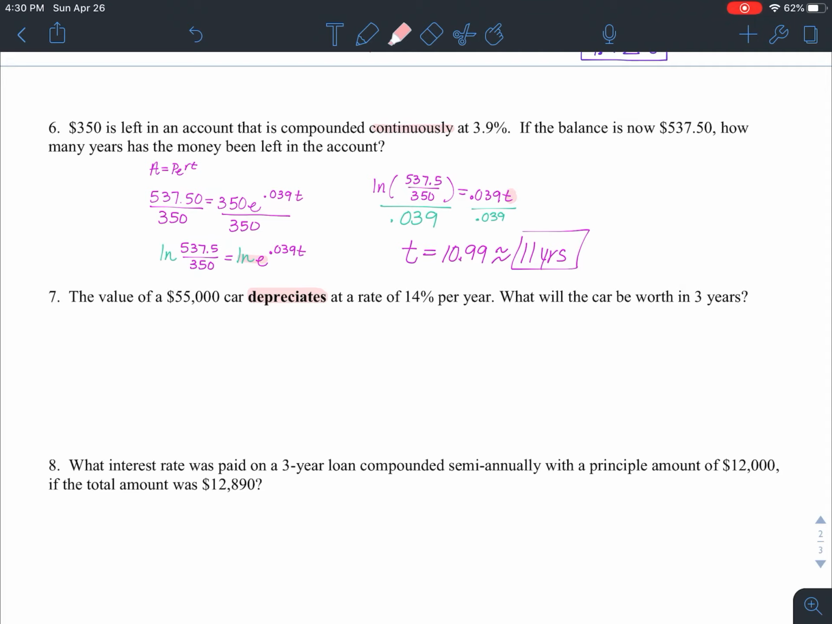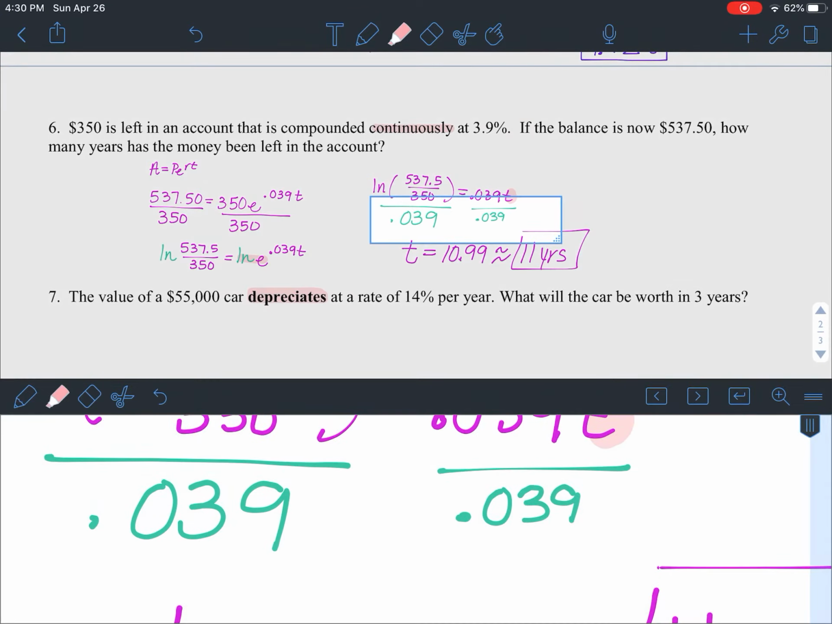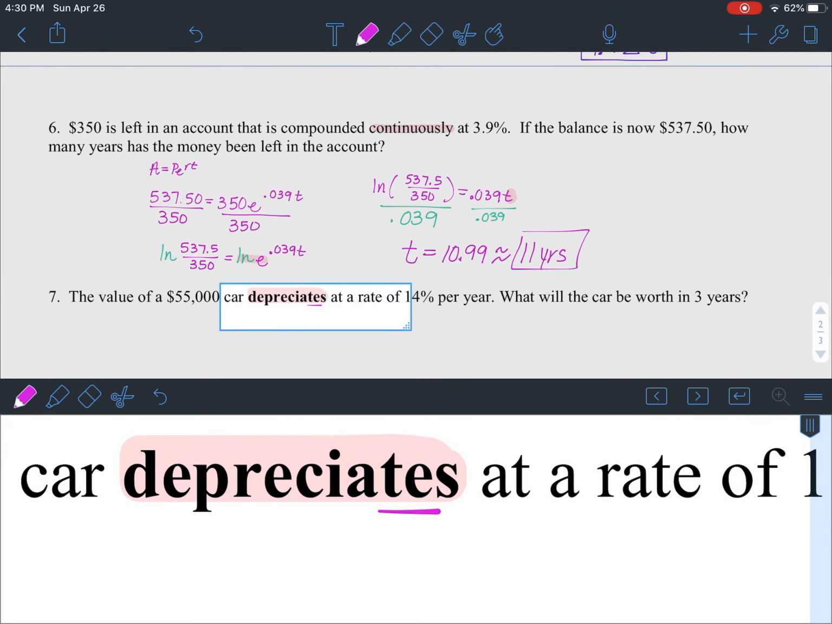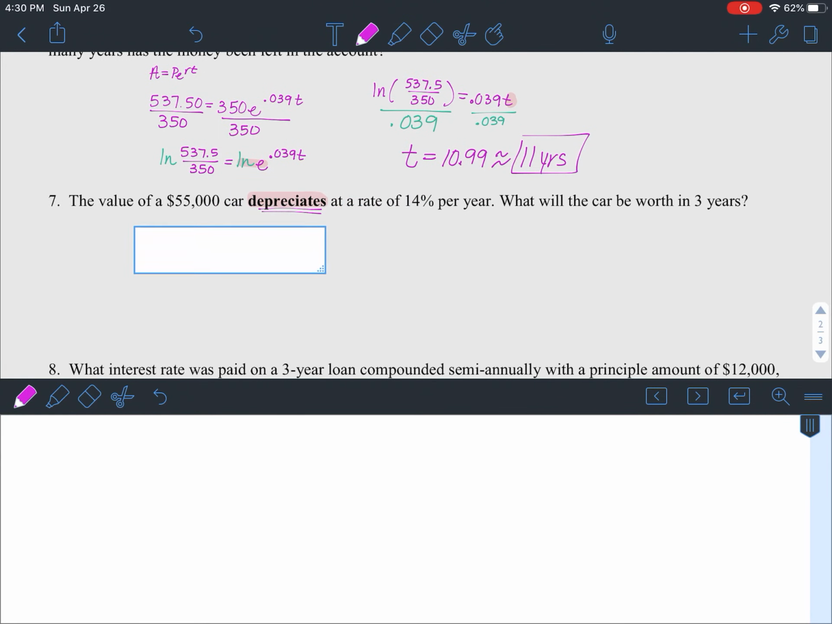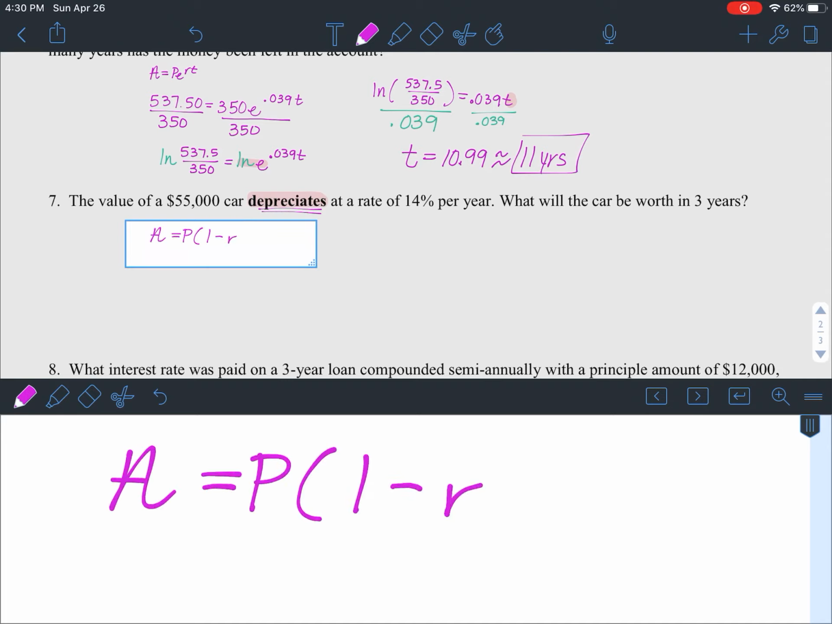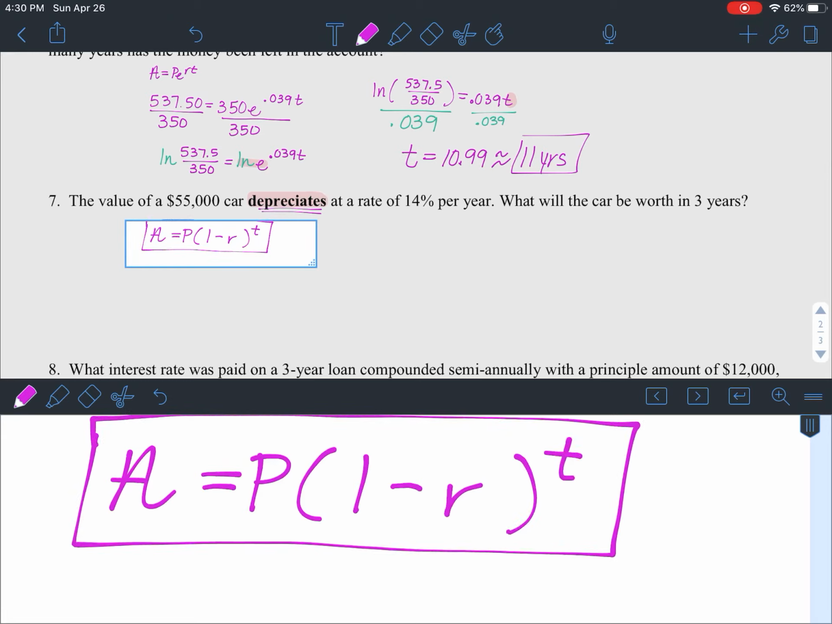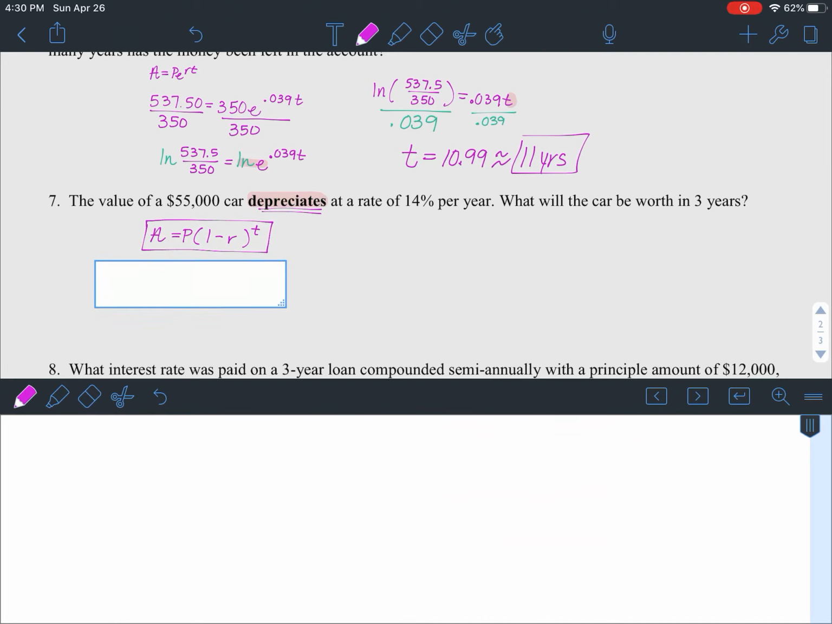So the value of a $55,000 car depreciates at a rate of 14% per year. What will the car be worth in 3 years? So, new formula. When you see the word depreciates, because all of ours have been adding things. So that is A equals, again, P times 1 minus R to the T. That is our depreciation, okay? So now, all those letters represent the same thing. We don't know our final amount. We want to figure that out.